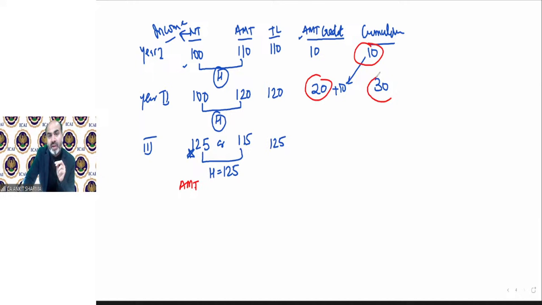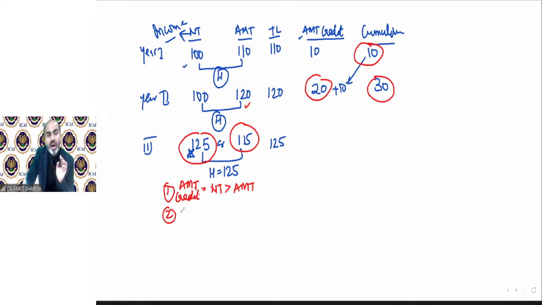AMT credit benefit, the AMT discount, can be claimed only in that year in which your normal tax is higher than AMT tax. So this 10 rupees benefit we cannot claim in the second year, because in this year also your AMT tax is higher. But in the third year, your normal tax is higher than AMT. So that year AMT credit can be utilized, in which normal tax is higher than AMT.